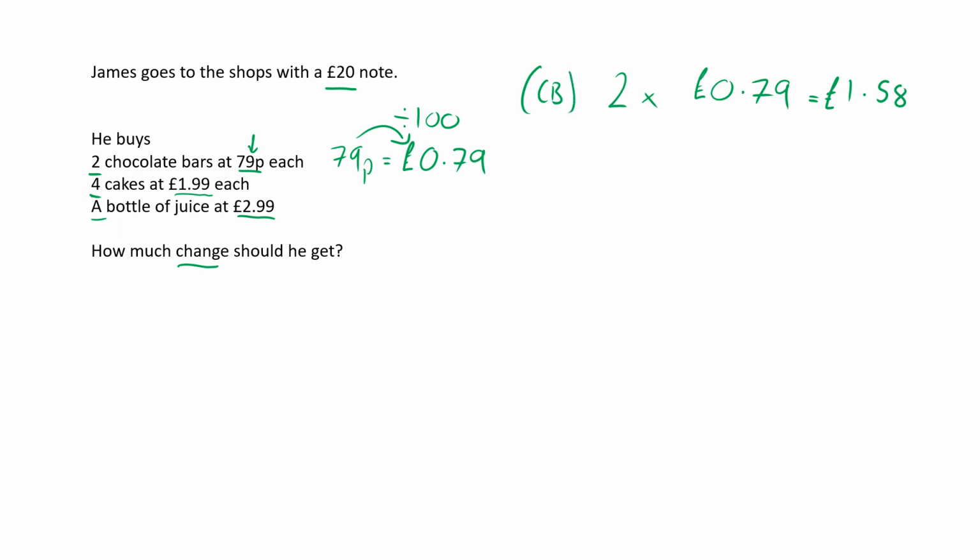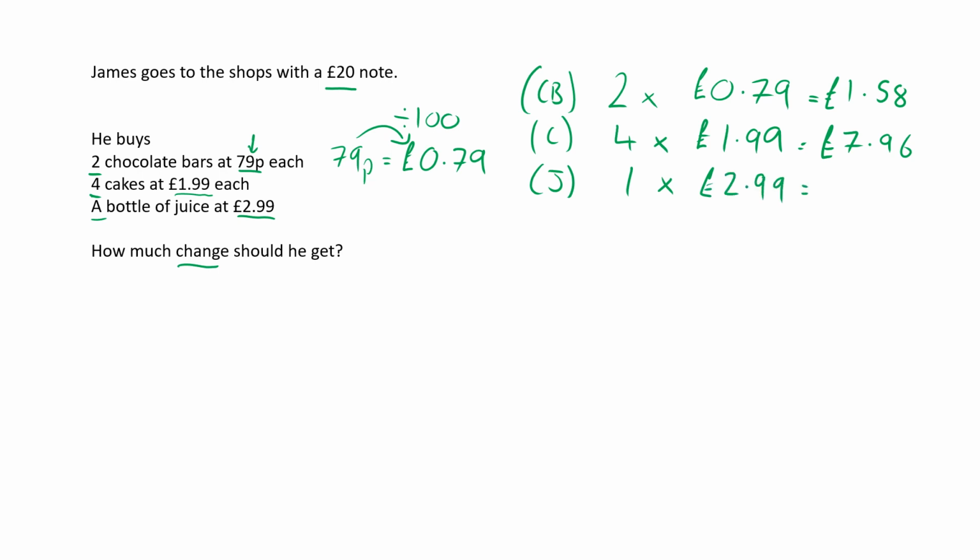Next I'm going to do 4 cakes, so that's 4 lots of £1.99 each. Again, even if you think you can do that, just type it in, just make sure, no need to rush. So I get £7.96. And then finally I've got my bottle of juice, J for juice, and I've got 1 bottle, and that's costing me £2.99.